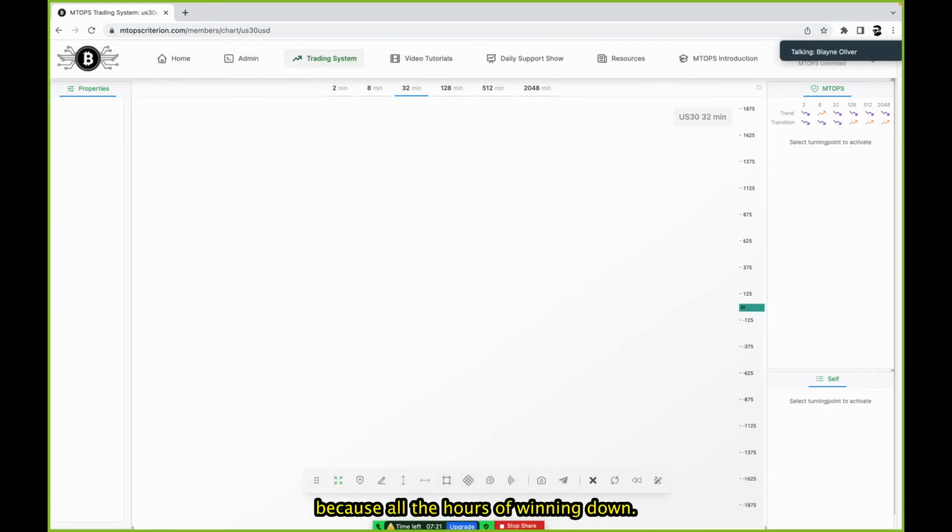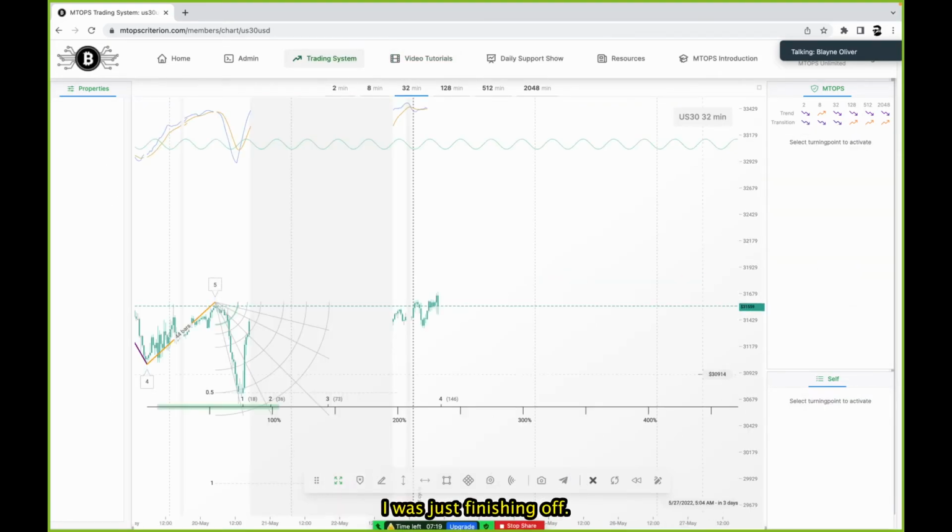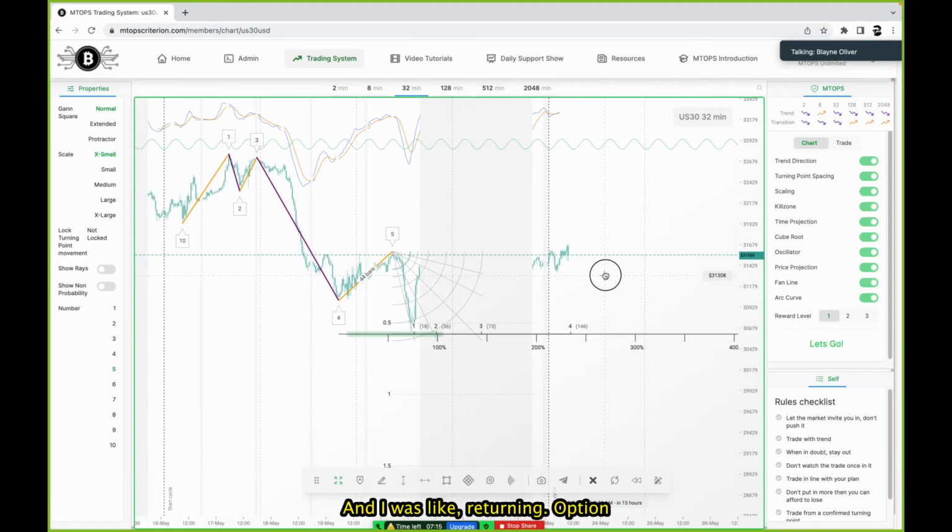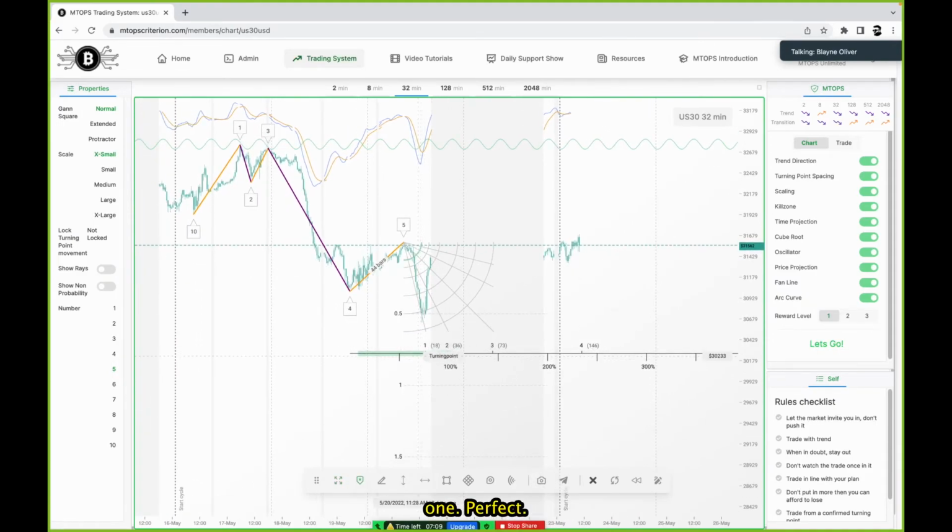Because all the arrows are pointing down. I was just finishing off. And now it looks like we're turning. Oh, look at that. Option 1. Cube roots. Perfect.